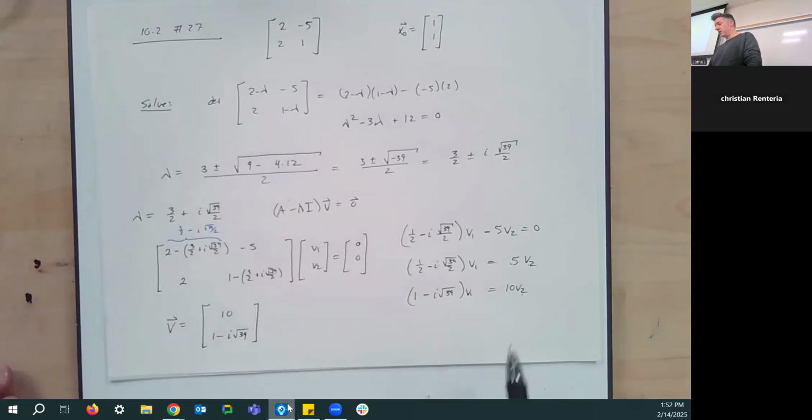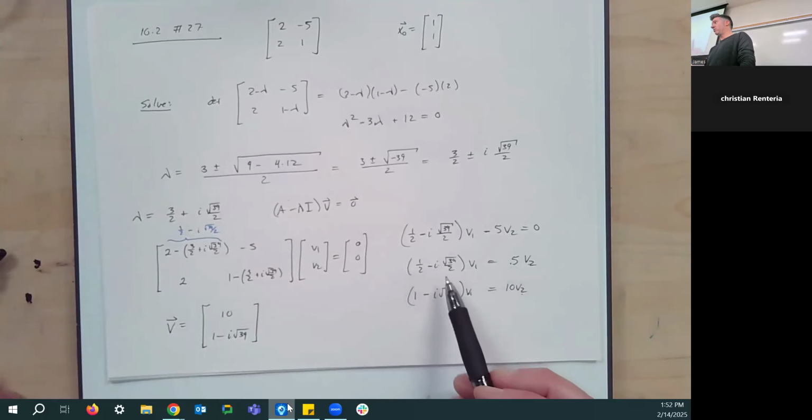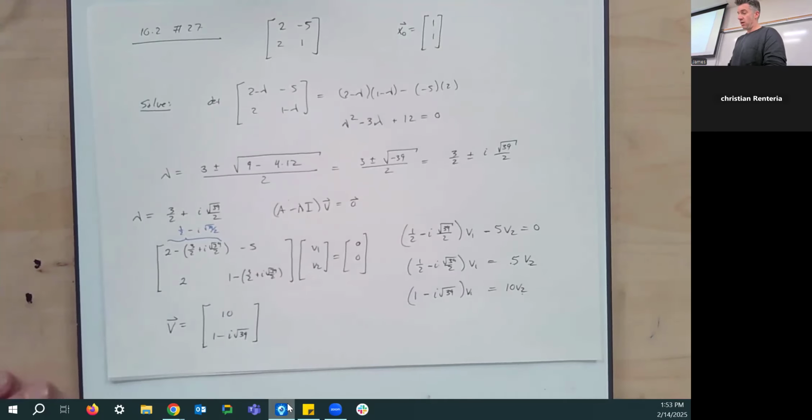We could have also made these choices first and said V1 was equal to 5 and V2 is equal to 1/2 minus i root 39 over 2, and then multiplied the whole vector by 2. That's probably actually the more sensible way to get there, but it's not what my brain was thinking. Okay, there's my vector. Now we have to write out the whole solution.